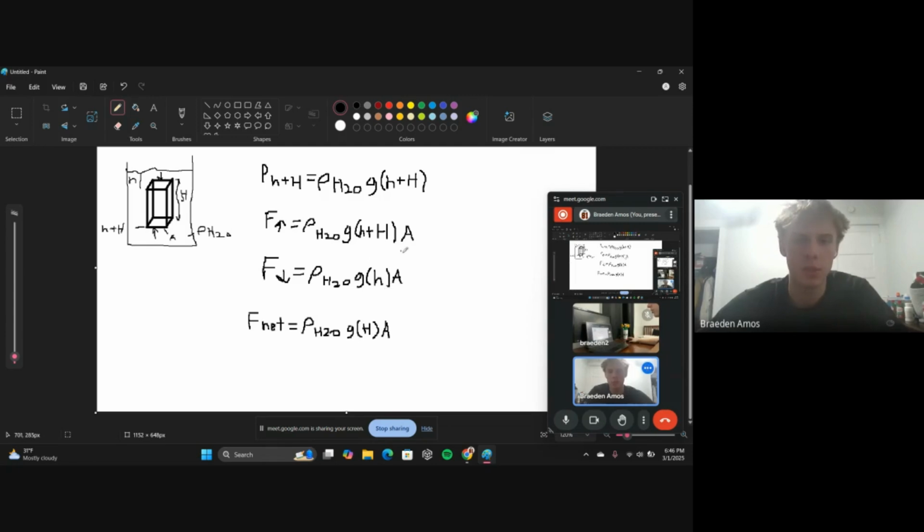If you want to do something like this for something like a human body, what you would do is just cut up the body into rectangles like this, and then you can add them all up, and that's how you would get the net force or the weight of the body. And that's how you do that.